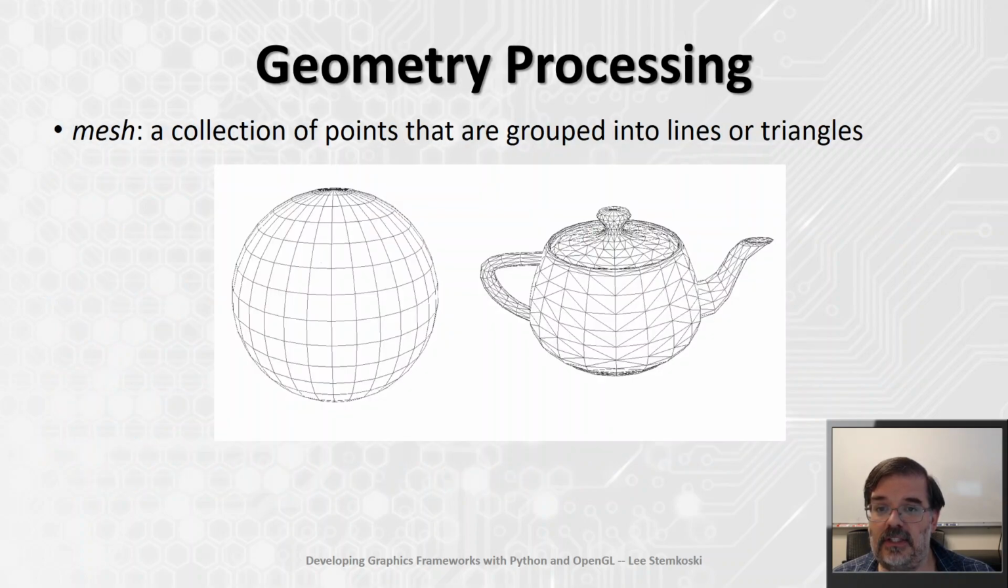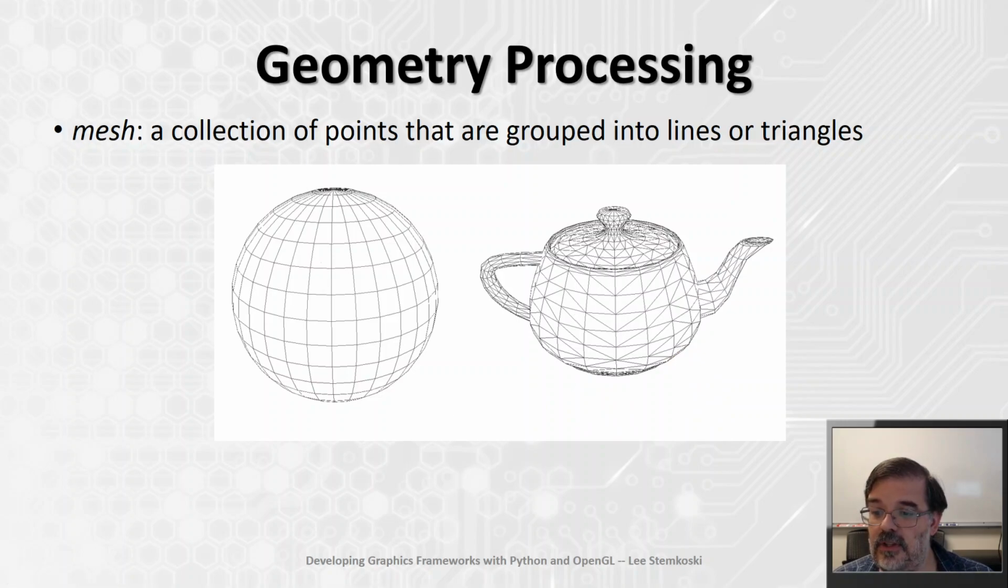The next stage is geometry processing. In computer graphics, the shape of a geometric object is defined by a mesh, which is a collection of points that are grouped typically into lines or triangles, as shown here.